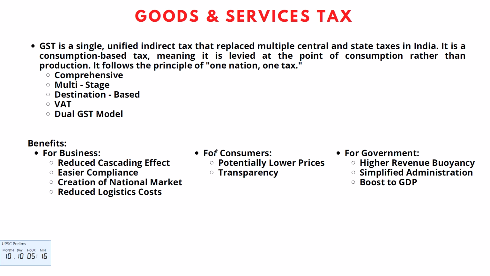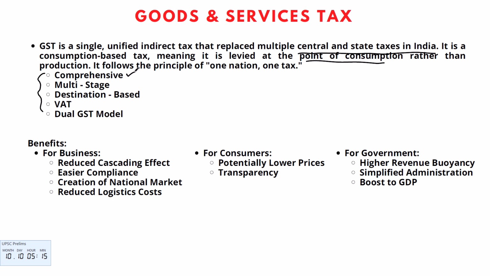GST is a single unified indirect tax that replaced multiple central and state taxes in India. It is a consumption-based tax, meaning it is levied at the point of consumption rather than production. It follows the principle of one nation, one tax. So what are the key features here?